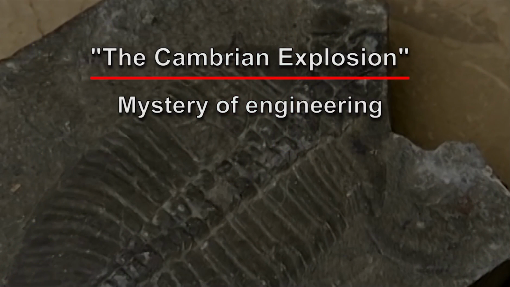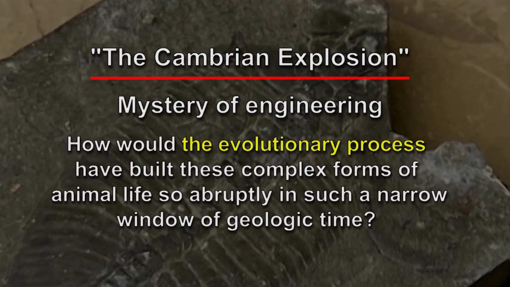But there's an even more fundamental problem, and one that we've grown to appreciate in much more depth in the 20th century and 21st century, and that's essentially an engineering problem. How would the evolutionary process have built these complex forms of animal life, especially since they arose so abruptly in such a narrow window of geologic time? In my book, I look at both of those two mysteries, but the second mystery is more fundamental, and it's grown very much more acute because of things that we've discovered in modern biology during the second half of the 20th century, since the 1950s.